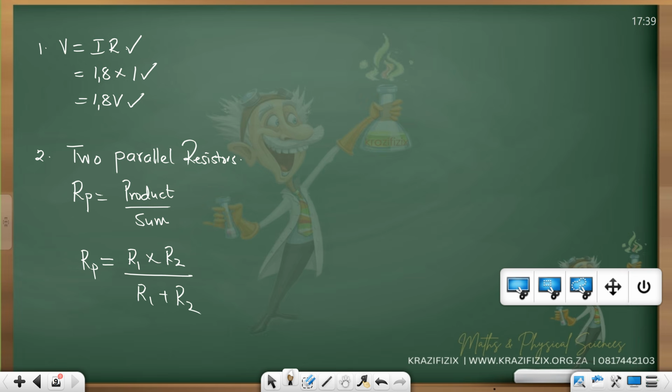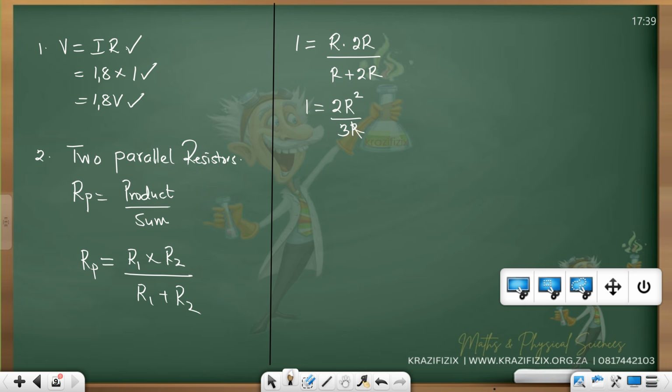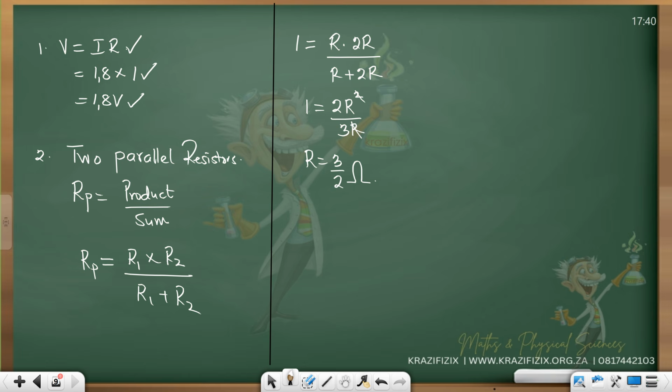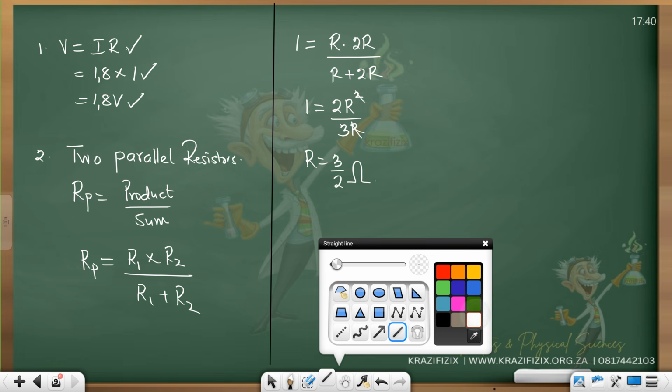Can we substitute now? 1. What is R1? I think R1 is R. And what is R2? 2R. Over R plus 2R. Look at how simple this thing can be. 2R squared over 3R. That's 3. R therefore is what? Are we together there? That one was good.